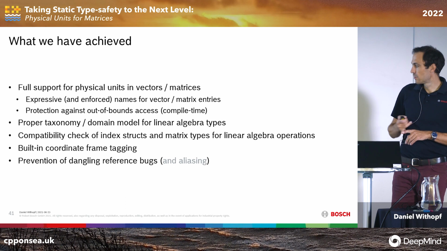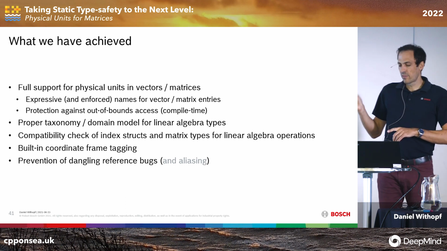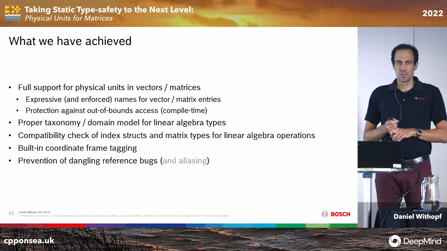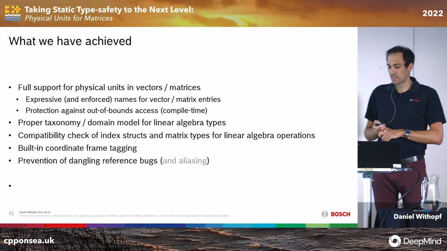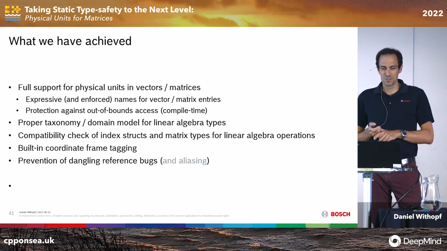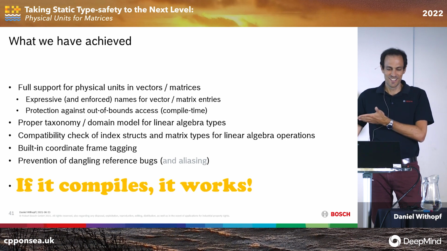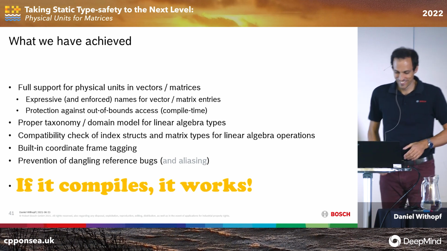Good. And as I mentioned, aliasing can also be prevented. If you're interested in that, I gave a talk at CPP now this year. It's not yet public, but should be soon. That's a 90-minute talk, so you can learn about the details there. And last but not least, I think we've come as close as possible to what I consider the ultimate goal in library interface design, which is: if it compiles, it works.